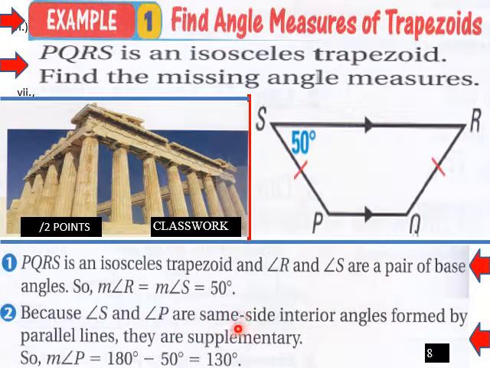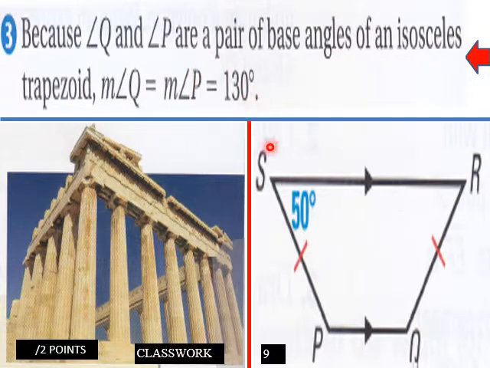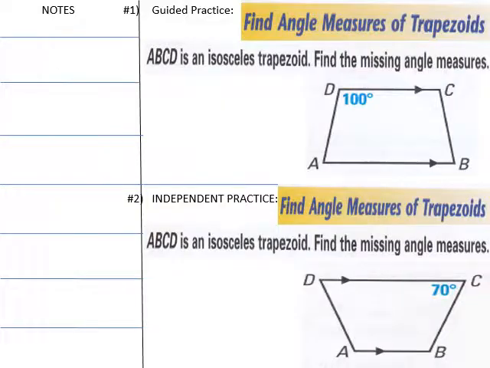S and P are same side interior angles formed by parallel lines, so they are supplementary. So this angle P would be a 130, and angle Q would be a 130 as well.